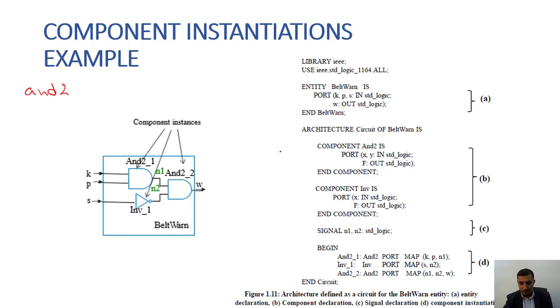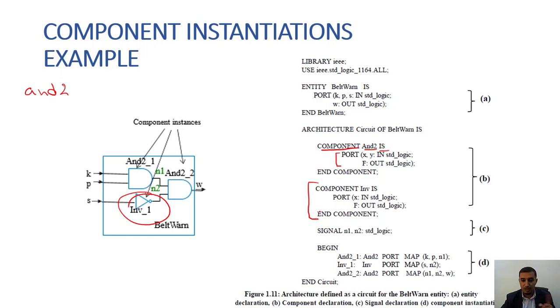So we call the component. The component is AND2. We call component AND2, and we define its ports. As simple as that. Remember, sequence is important. So X, Y are input, F is output. End component. What other components do we need? We need this inverter. Component inverter is port X and F, end component.